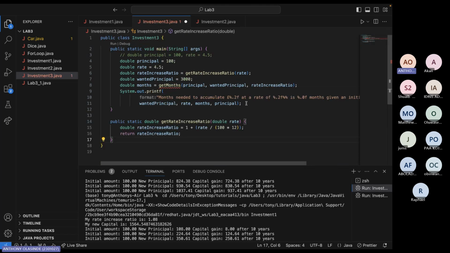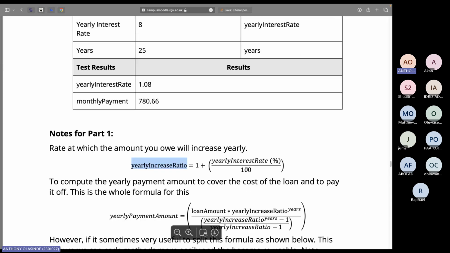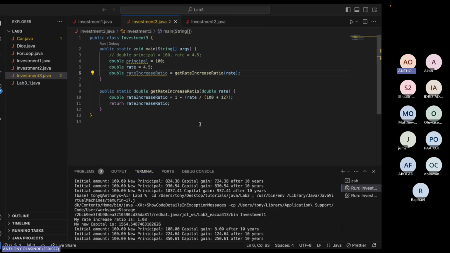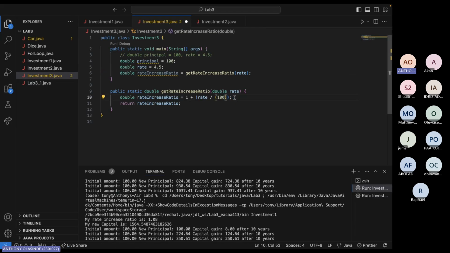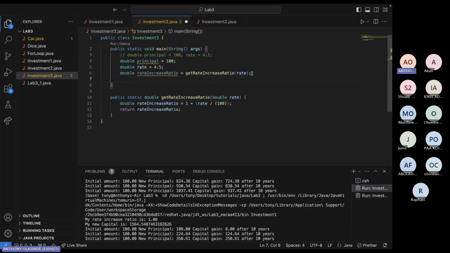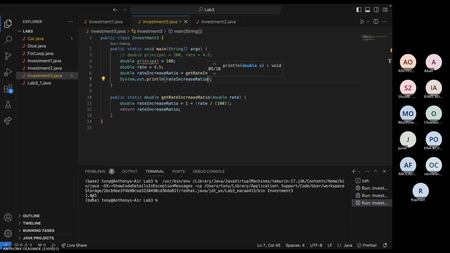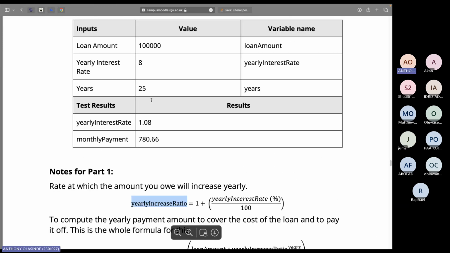So I won't be needing all these ones again, but I still need my increase ratio. But now the formula for my increase ratio is different. It's no more times 12, so I can easily take that off. And if you check this out, the rate increase ratio now, let's do this thing again.